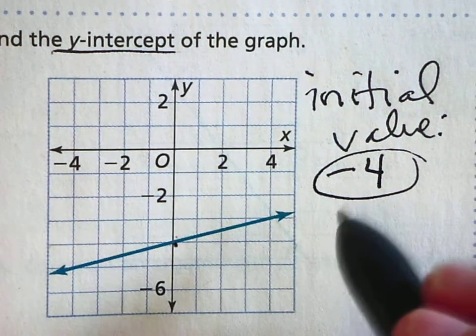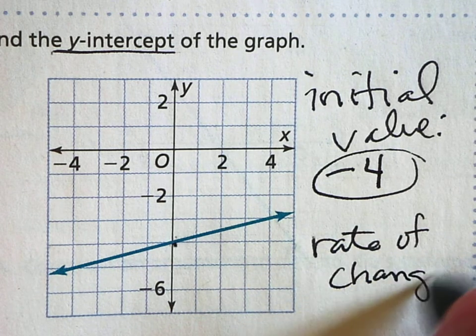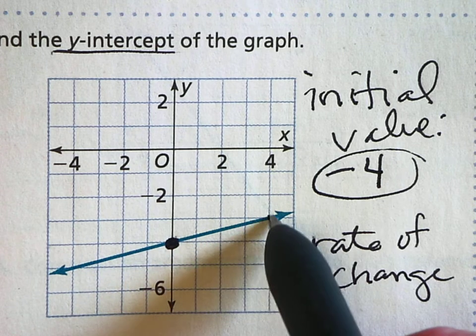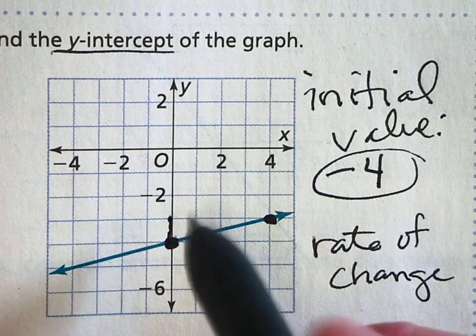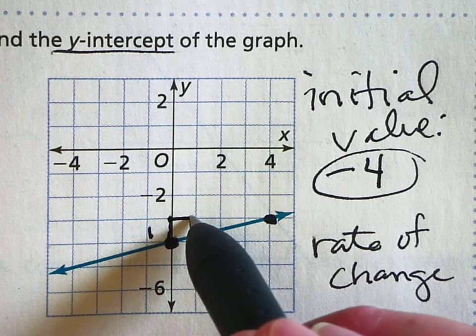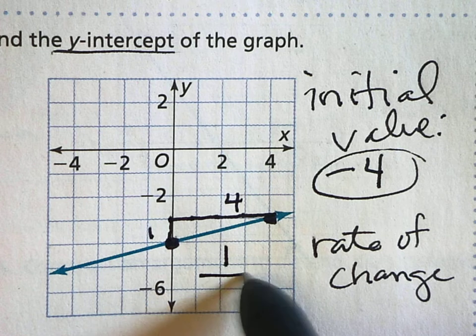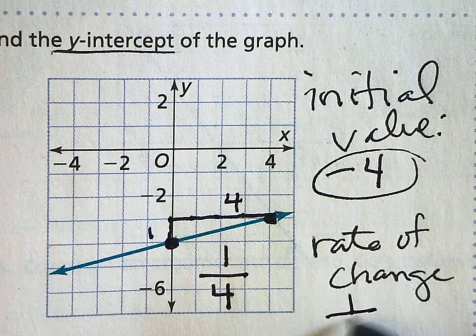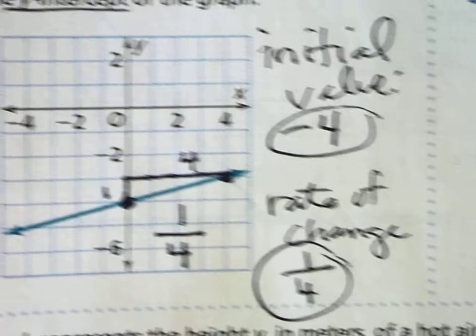Okay, now let's find the rate of change, the slope. I'm going to start here, and I'm going to find another point. So I can rise 1. Everything's counting by 1s. Rise 1 and run 1, 2, 3, 4. Rise over run, 1/4. This line's going up, so it's positive. So your rate of change, your slope, is 1/4.